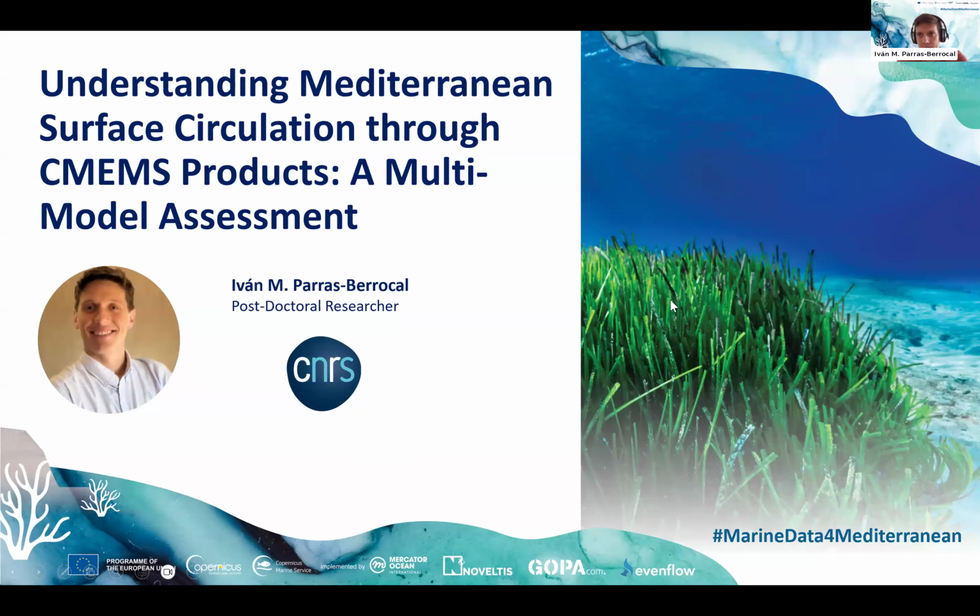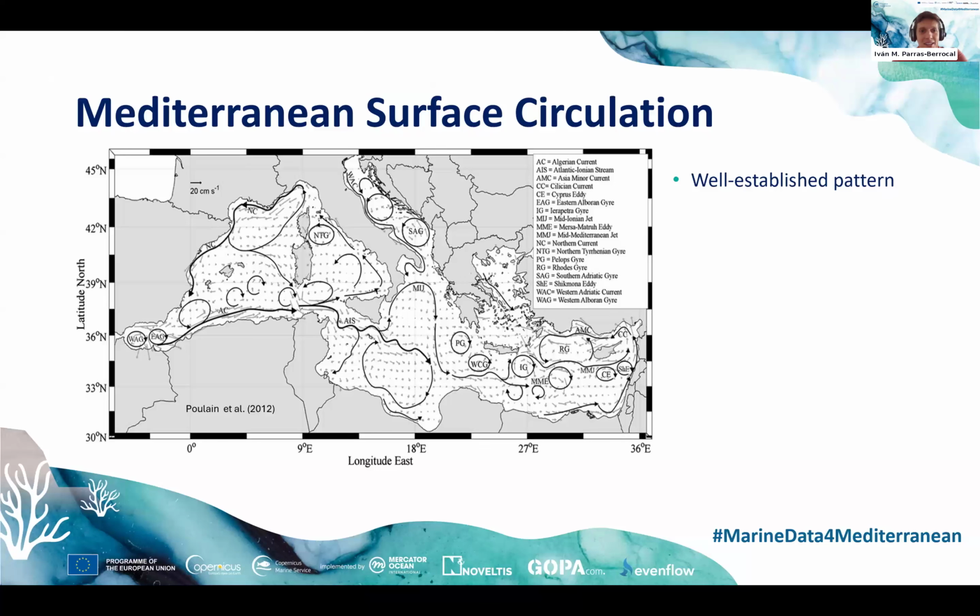Okay, so let me start with a brief introduction of the Mediterranean surface circulation. This circulation consists of the entry of Atlantic water through the Strait of Gibraltar, flowing eastward along the African continent to form the Algerian current. Once it reaches the Sardinian Channel, it splits in two main veins, one recirculating counterclockwise through the Western Mediterranean, and the other continuing through the Sicily Channel to the Eastern Mediterranean.